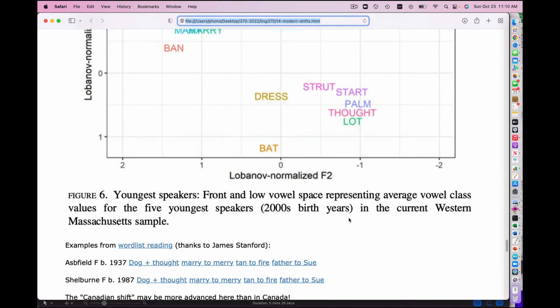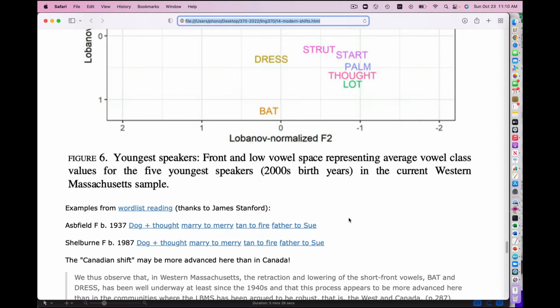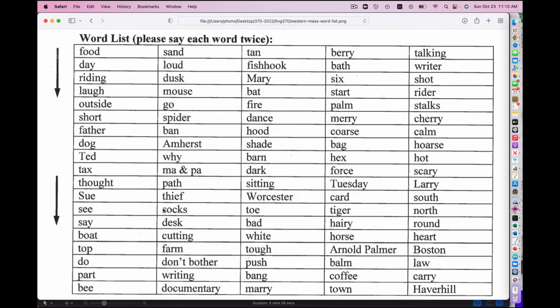James Stanford very nicely sent me all of the examples that were collected of the speech from the Western Massachusetts speakers. These are from a word list, the ones I'm going to play for you now. You can get this yourself if you look at the web page. I'm just going to play you a couple examples right now, but the other ones are, for example, from father through Sue. So they have father, dog, Ted, tax, thought, and Sue. I'm just going to play you dog and thought. You've also got examples of Mary, merry, and marry that you can listen to.